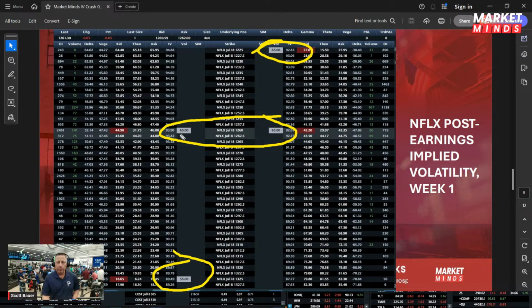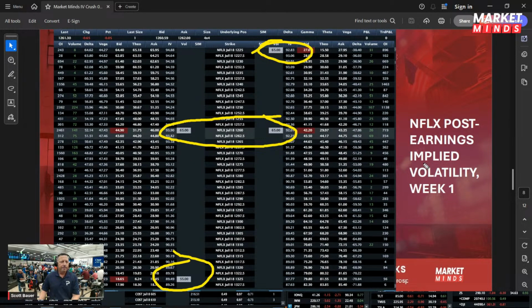So I can appropriately evaluate, is that 93% implied volatility that we're seeing in this week's options, is that really that much more expensive than the 58% that we're seeing next week? We have to evaluate that. We have to compare them on a post earnings adjusted basis.